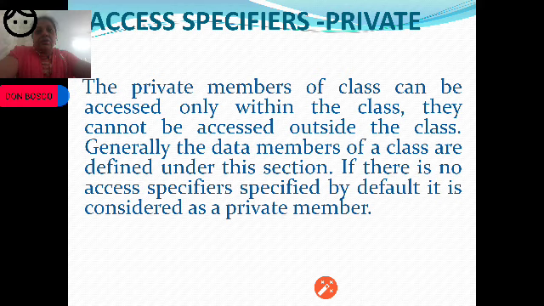Generally, we define the data members under this section. Generally, the functions are defined in other sections. Data members are defined in the private section of the class. Suppose a programmer forgets to give any access specifier, if they don't provide any access specifier, in such case, by default, the compiler will consider them as private members of the class.